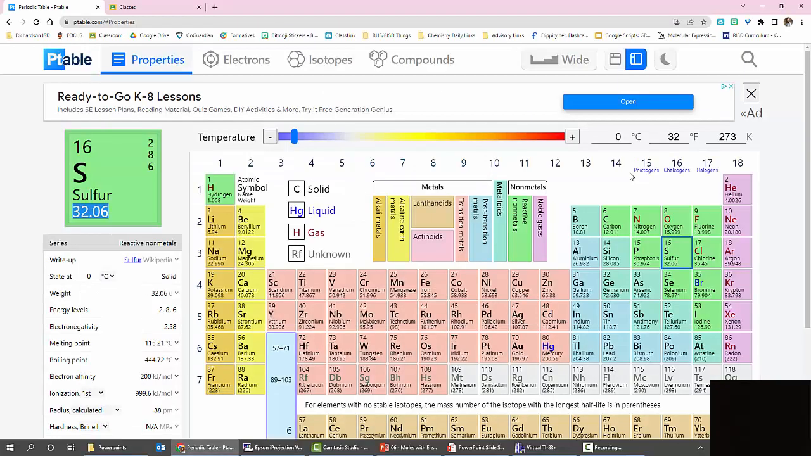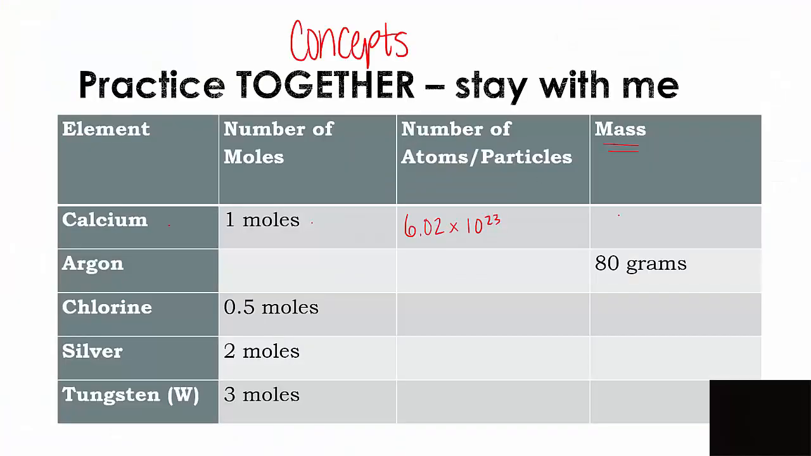The mass is going to be related to the molar mass on the periodic table. So I'm going to go back and find calcium, and it's 40.078. Y'all, in general, I'm going to round to 2 digits after the decimal, so I'm going to say 40.08. So calcium, if we have 1 mole, it's 6.02 times 10 to the 23rd atoms, and it's 40.08 grams because that's the molar mass.